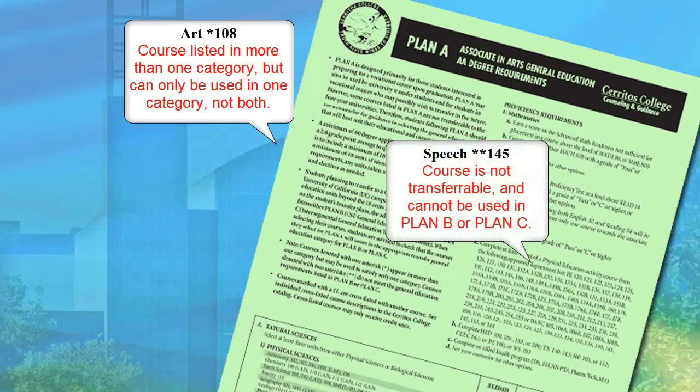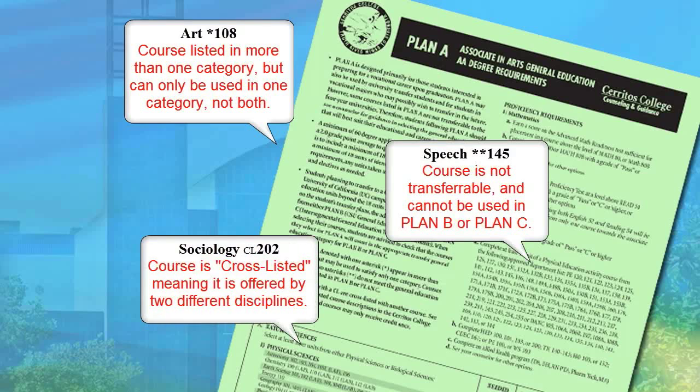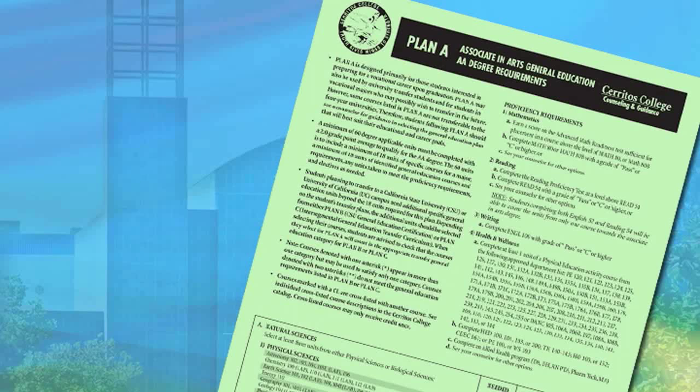Some of these classes have a double asterisk. What that means is that the class does not transfer as a general education requirement for Plan B or Plan C. If you take a class that has a double asterisk, you cannot count the class in Plan B and Plan C. So if you're thinking about transferring in the future, I encourage you not to take a class that has a double asterisk. Some of the classes had a CL. What that means is that the course is cross-listed, or the class is offered by 2 different disciplines. So these are the general education requirements for Plan A.